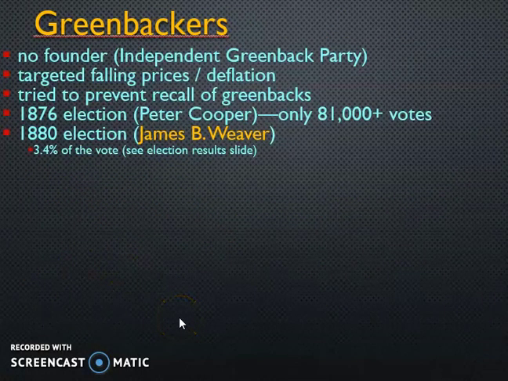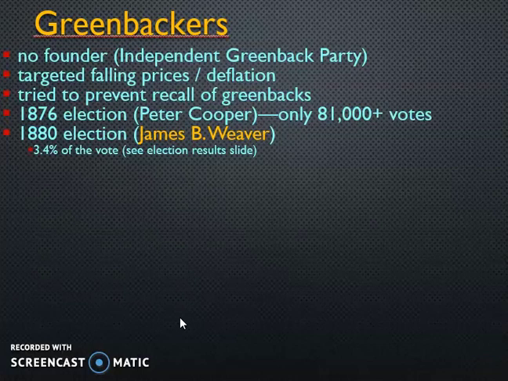Okay, they don't have a founder. They're going to target that first issue. They try to prevent, that's the name of their cause, prevent the recall. That candidate wasn't much. The one I want you to remember is the 1880 candidate, James B. Weaver. And when we get to 1892, you'll see that the populist candidate is the same guy.